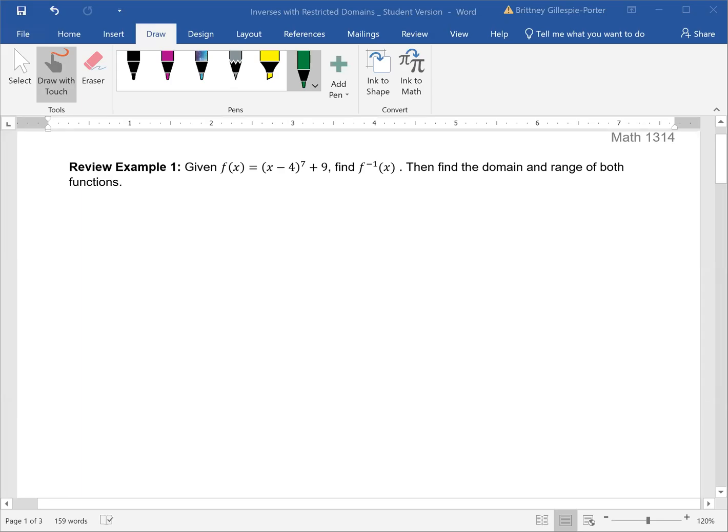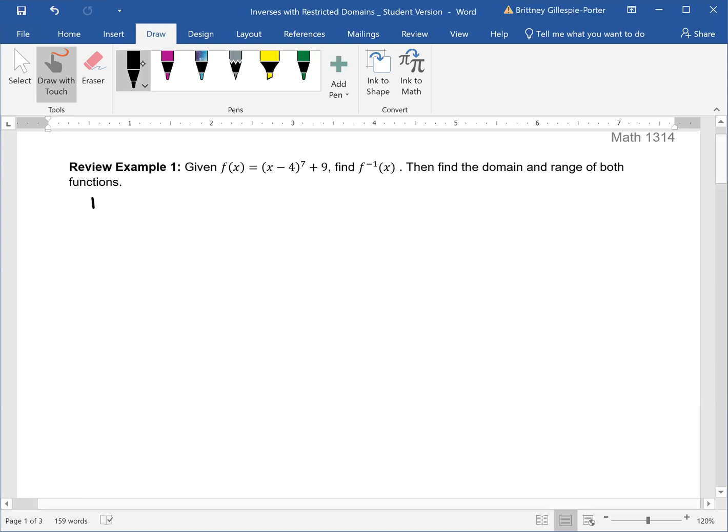Continuing with inverses, we're going to start concentrating more on the domain and range of both our original function and the inverses. For this section, we're going to do a little bit of review and then we'll get into more restricted domains. So our first example, we're asked to take our original function and find the inverse.